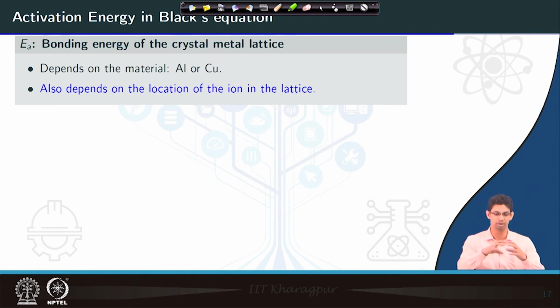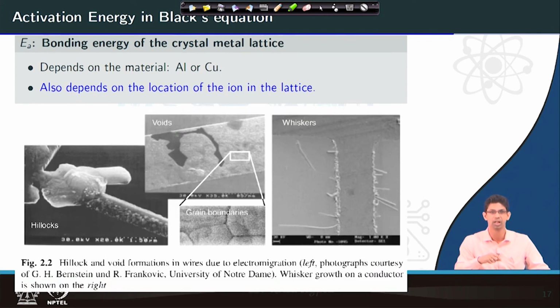So you have a metal, so it's not a uniform or, say, an ideal lattice, right. So where that atom is, that will decide your activation energy. This is an image I had shown earlier, again from the same book. Here, if we zoom into a region, we can see these grain boundaries, right.